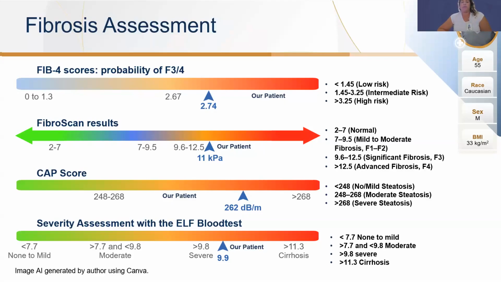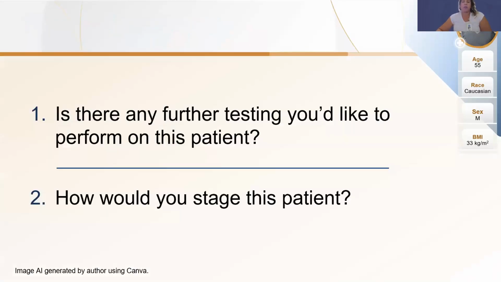Based on our FibroScan results alone, his kPa being at 11 means that he has F3 disease. And I would say that based on his platelets and based on his FIB-4, using all of those non-invasive tests would be very accurate for this patient.